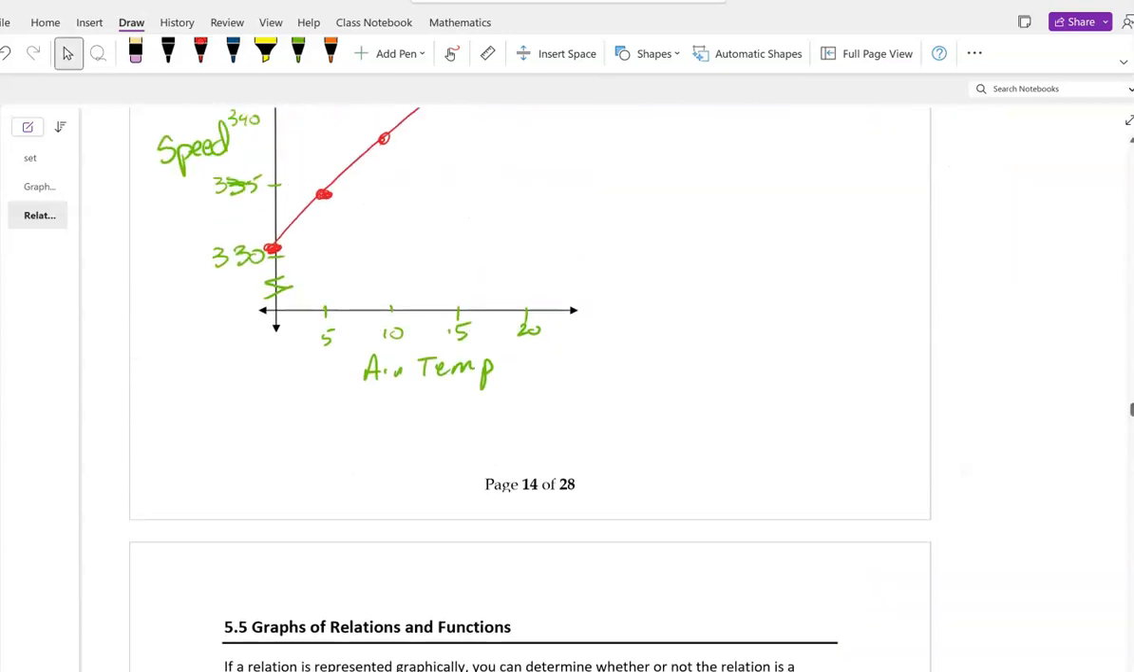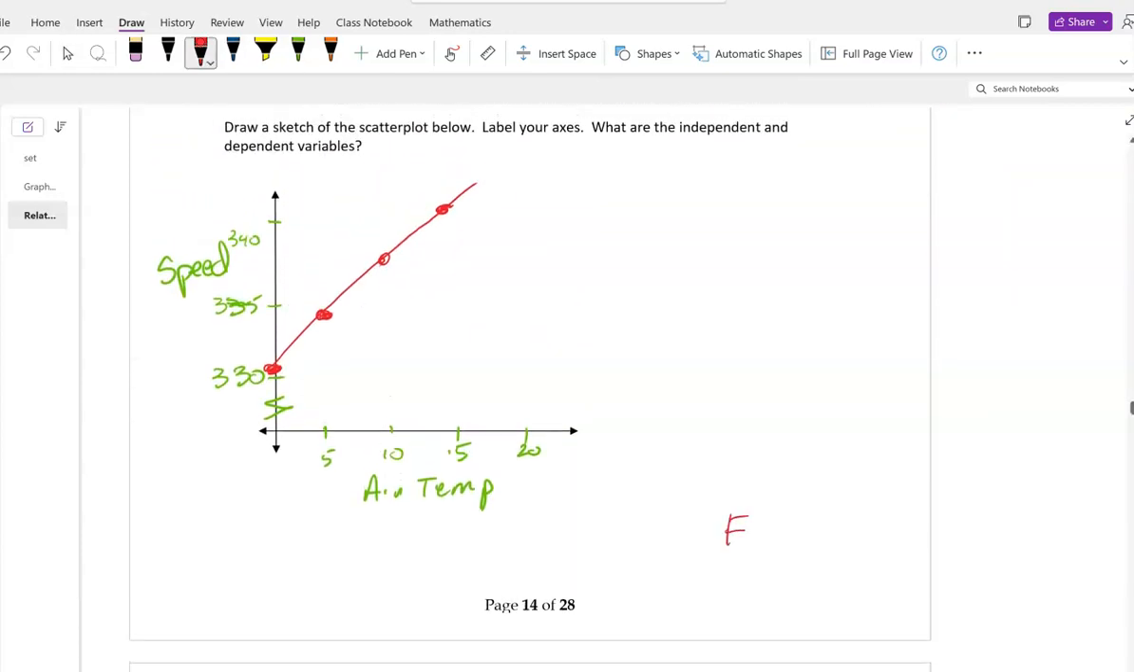Okay, there's a really, really short exercise for you to do. I believe it's exercise 28. It shouldn't take you very long. Very quick lesson. Okay.